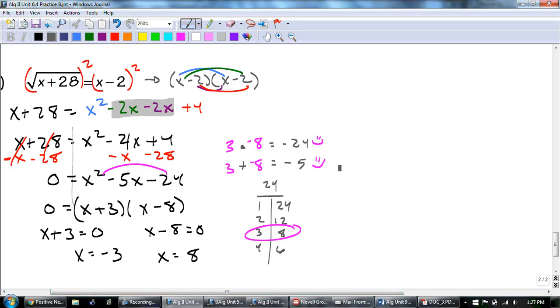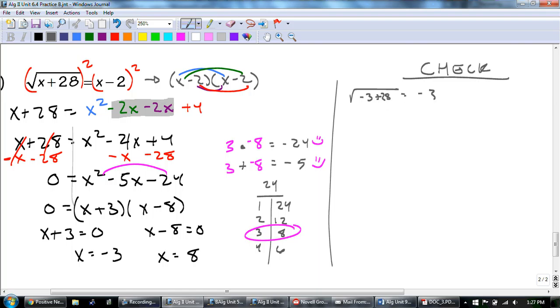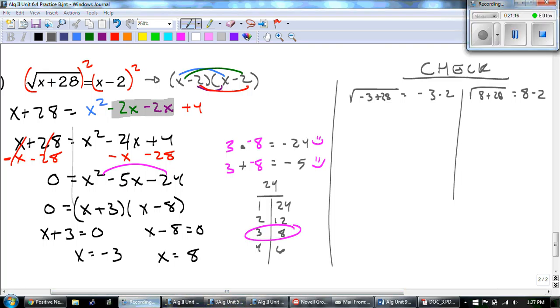Now, once again, those are not my answers because I need to check them. So I'm going to have negative 3 plus 28. Does that equal negative 3 minus 2? And then our other one, I have 8 plus 28. Does that equal that? Okay, so go ahead and pause the video. You guys are doing that on your own. Good luck.